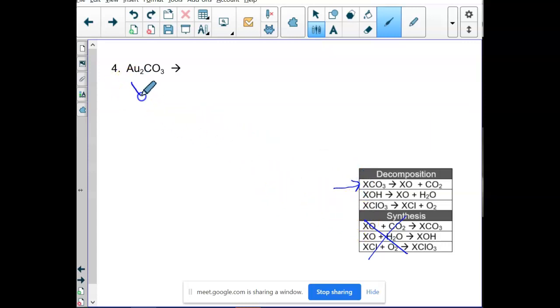Okay, so that means this is XCO3. So my X is going to be Au, so it says in the pattern that Au goes with O plus CO2. Well, anything on the other side that is not a covalent compound, we're going to have to crisscross reduce to write correctly. Okay.